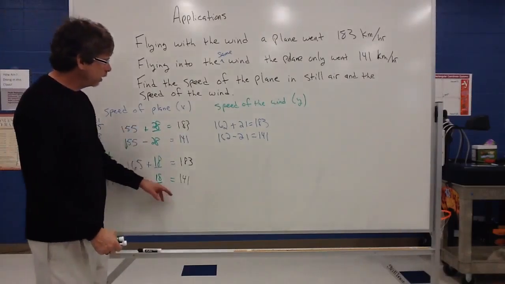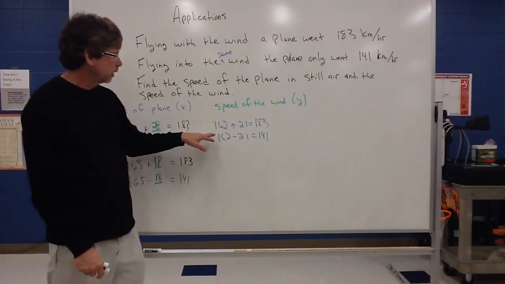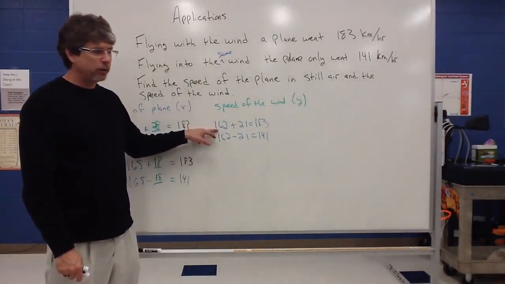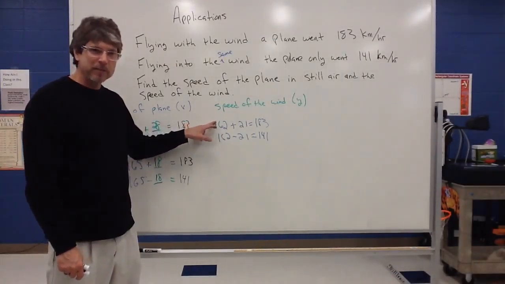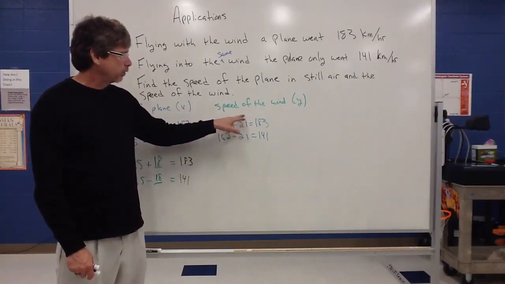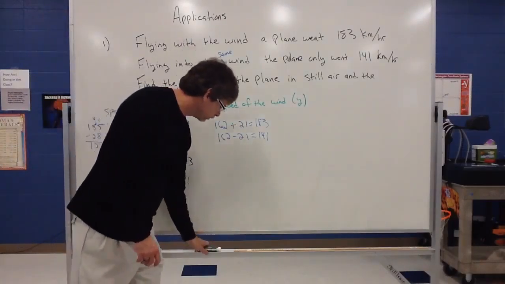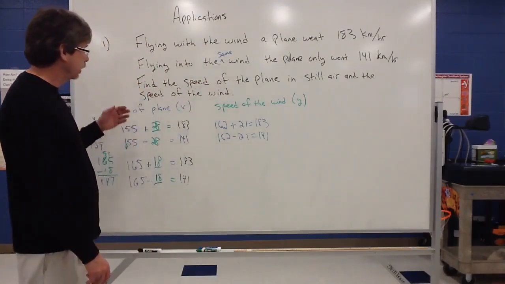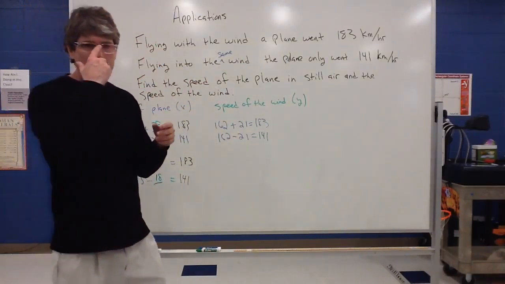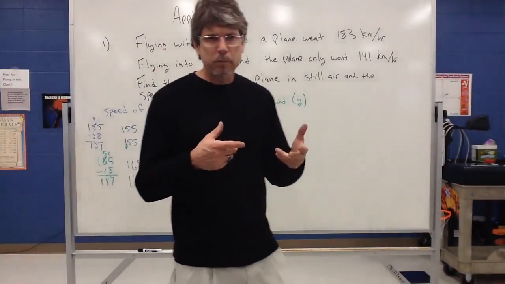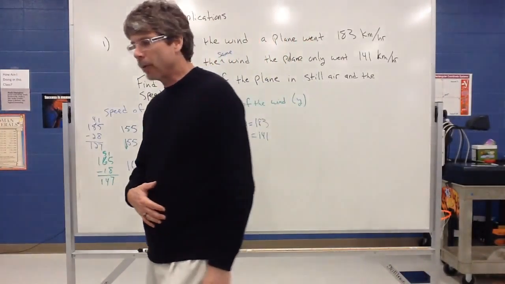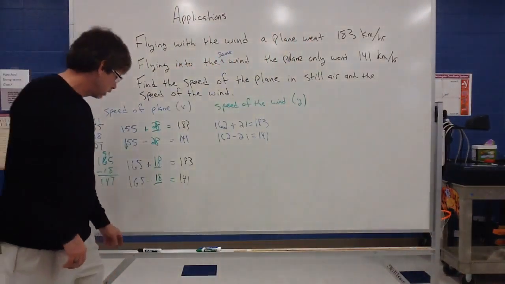So by trial and error, we can pick up that the wind speed is 162. I'm sorry, the speed of the plane is 162. The speed of the wind has to be 21. That would meet the conditions of this problem. So I don't have to use algebra to solve. I can just play with some numbers. So I would call that a trial and error method.